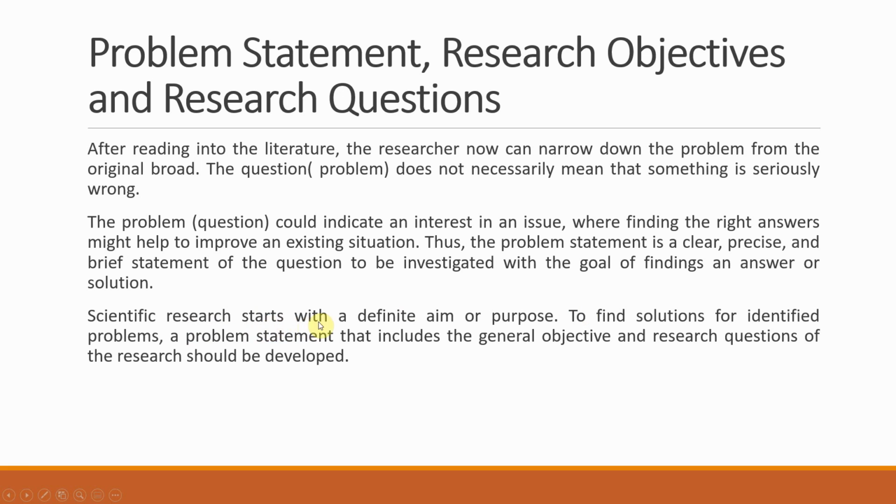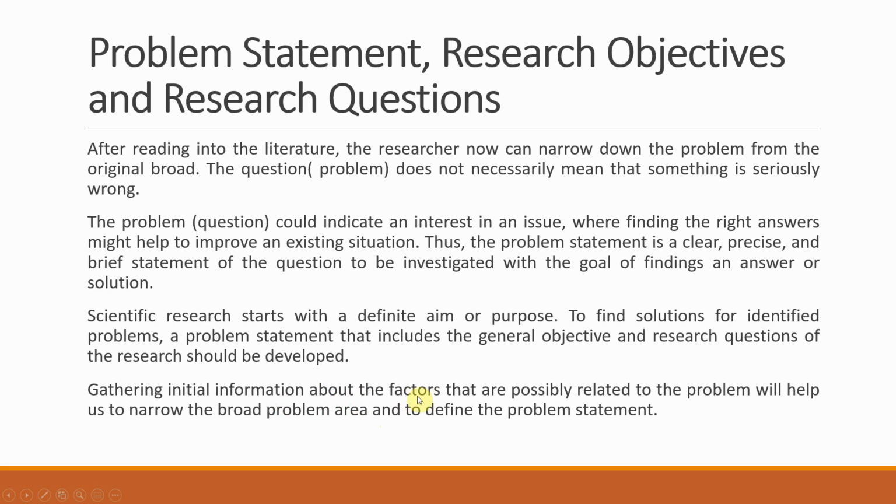Scientific research starts with a definitive aim or purpose. To find a solution for the identified problem, a problem statement that includes the general objective and research questions of the research shall be developed. So your objectives and research questions are actually part of your problem statement. These general objectives and research questions flow from your problem statement. How? We will be looking at an example.